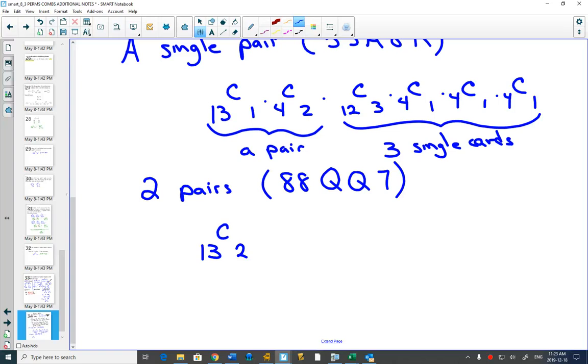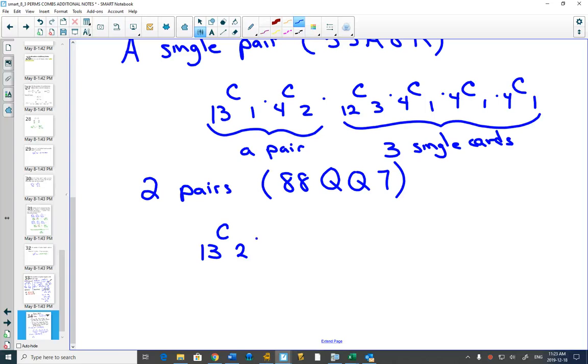Can you imagine? You play poker, someone says, oh, I have 2 8s, 2 queens, and a 7. The other person says, I win. I have 2 queens, 2 8s, and a 7. Like, that's the same hand. Just because you said your queens first doesn't mean you're better than mine. So we choose them at the same time.